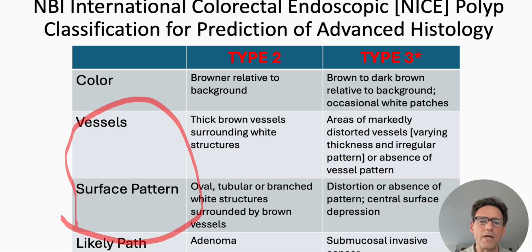The vessels in a typical adenoma are uniform and surround white structures. When the vessels themselves get very thick, irregular, or even an absence altogether of the vessels, you worry for advanced histology. Second, the topography of the polyp. If you see a distortion or an absence of a mucosal pattern, or in particular, I want you to focus on a central surface depression, these suggest a type 3 NICE lesion or a submucosal invasive cancer.